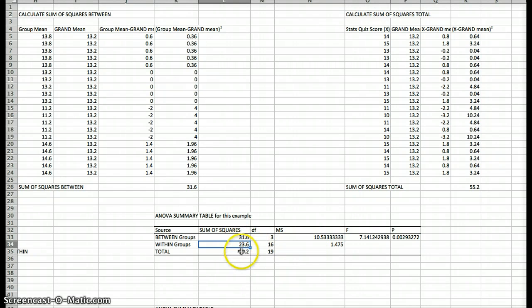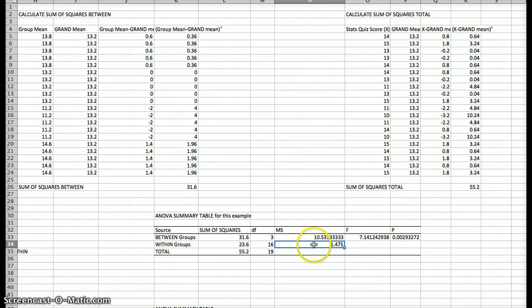We're doing the same thing for the within group. We have a sum of squares of 23.6. The degrees of freedom here we get by taking each group minus 1. So 5 minus 1 is 4, 5 minus 1 is 4, 5 minus 1 is 4, 5 minus 1 is 4. So 4 times 4 is 16. Or you could also do the total number of people minus the number of groups. So we have 23.6 divided by 16, which is 1.475.